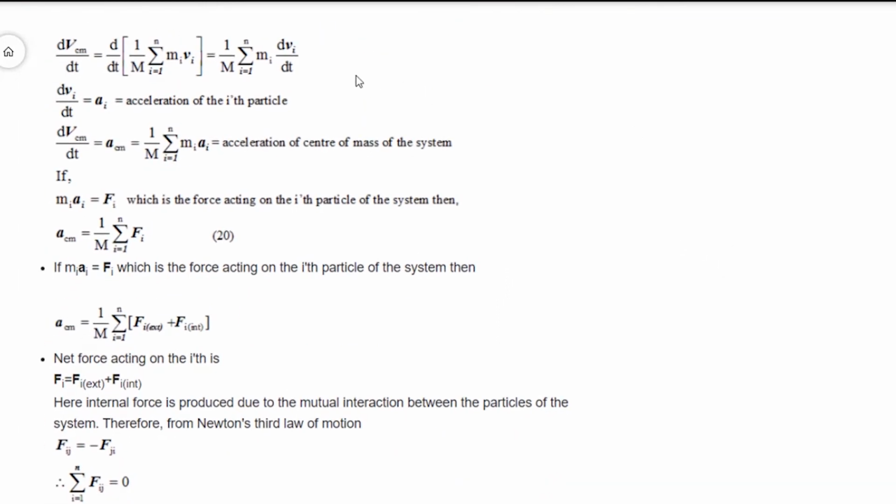So now we are going to differentiate that velocity relation. We had this formula for velocity, V_CM is equal to 1 by M summation of m_i v_i. If I differentiate both sides again with respect to time, I'll get d by dt of V_CM, and then d by dt of this whole thing, 1 by M summation of m_i v_i, and this has to be taken as a derivative.